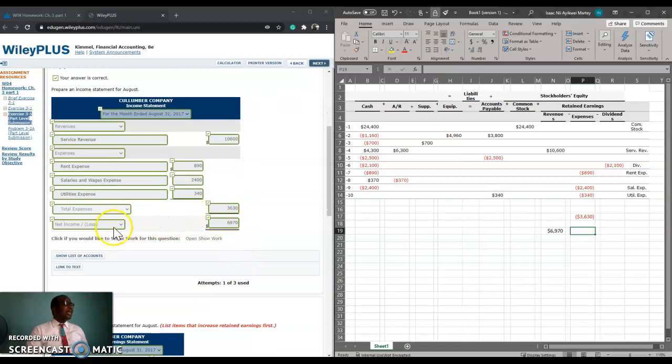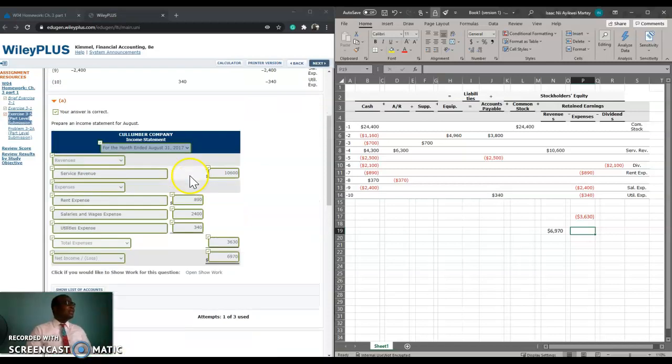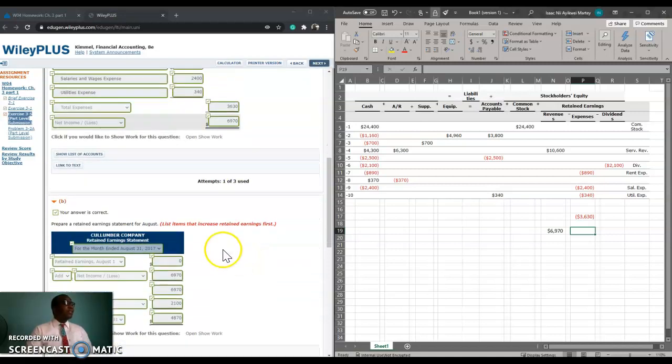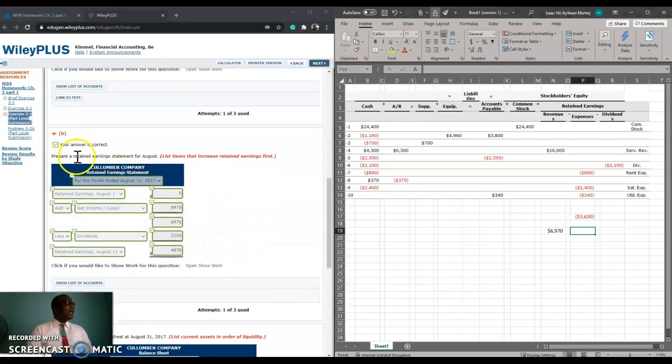Then after we had done that, we submitted an answer, and then we got the net income or loss to be $6,970. The next step is to now create a retained earnings statement. Remember that a retained earnings statement would also be for a period of time. So over a period of a month, we have to title our retained earnings statement for the month ended August 31, 2017. And to do that, we start with the beginning retained earnings.